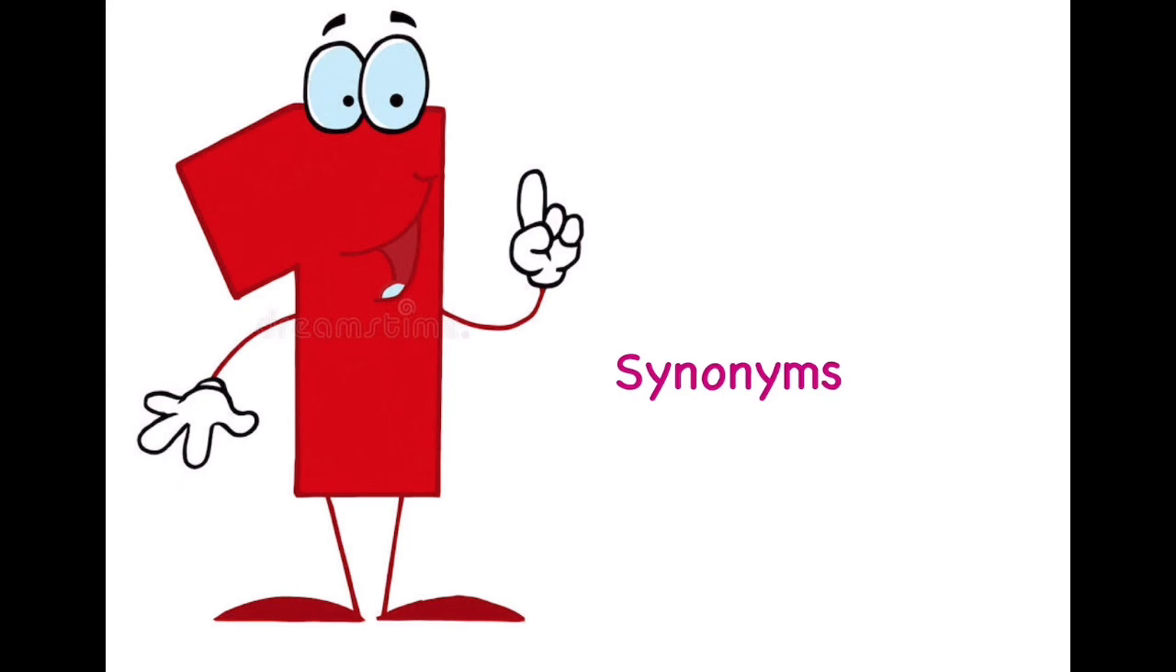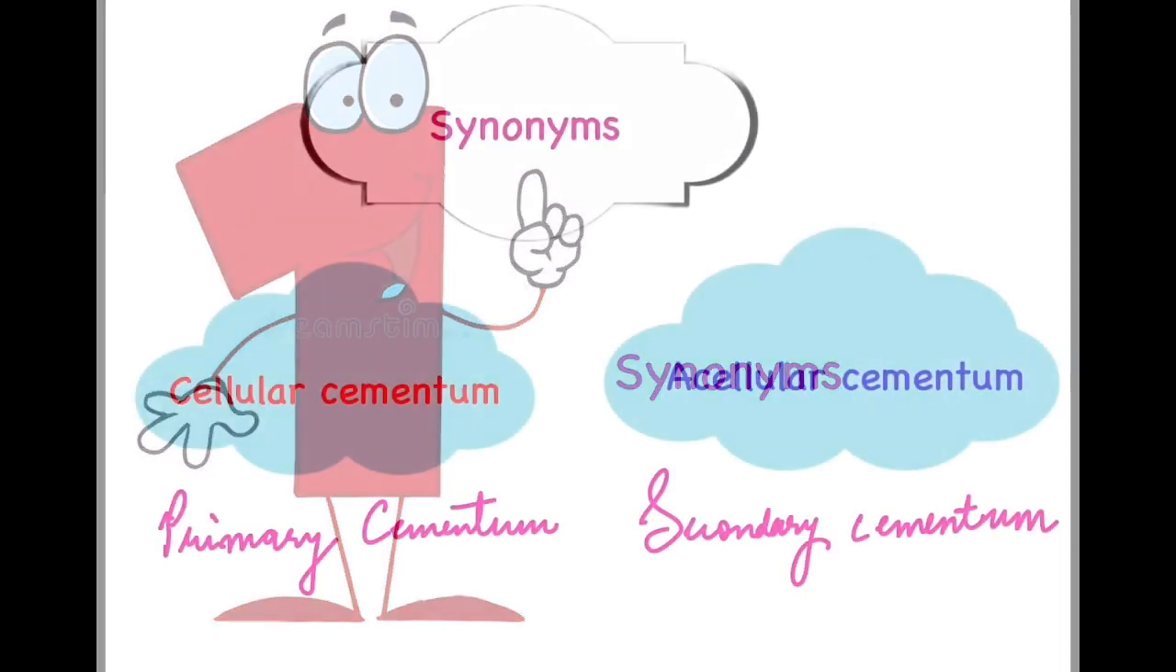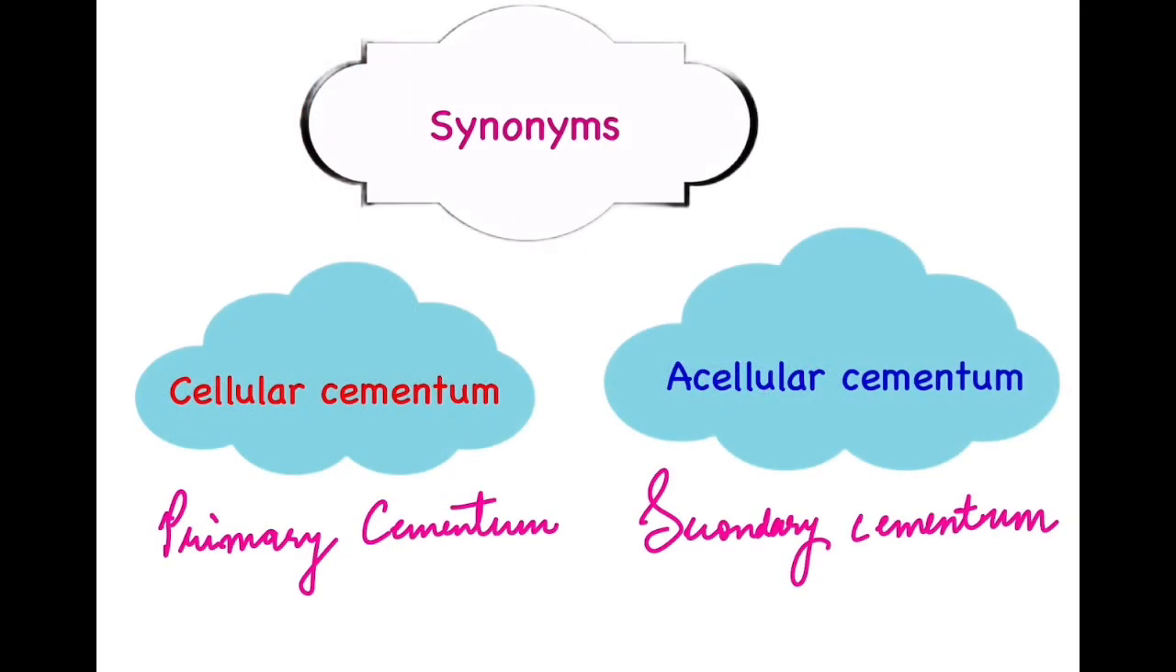So our first difference is between the names of the cementum, that is the alternative names, right? So let's get into it. So the synonyms, right? So the cellular cementum is also known as primary cementum versus the acellular cementum, which is also known as the secondary cementum.